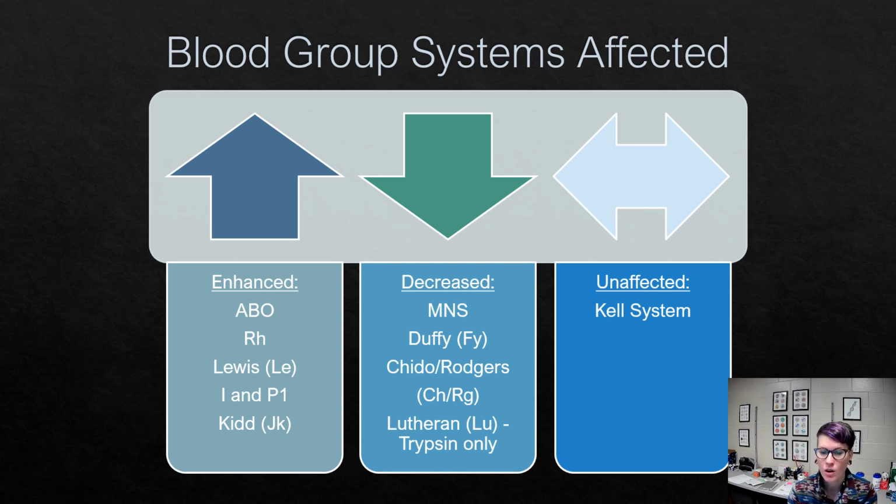Decreased are MNS, Duffy, Chido-Rogers, and Lutheran is only affected by trypsin. So ficin does not affect Lutheran. And Kell system is unaffected by enzyme treatment.